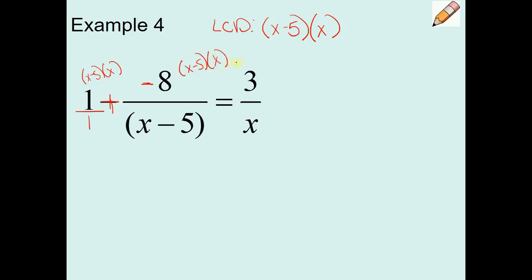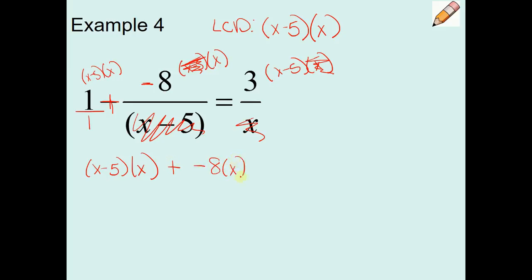Multiply each numerator by the entire LCD. Nothing to cancel off there, but I can cancel off this x minus 5. Got to cancel out that x. There we go. So I'm going to be left with x minus 5 times x, because that's a 1 there, right? Plus a negative 8 times x equals a 3 times a x minus 5. So I got x squared minus 5x minus 8x equals 3x minus 15, because I distribute my 3.